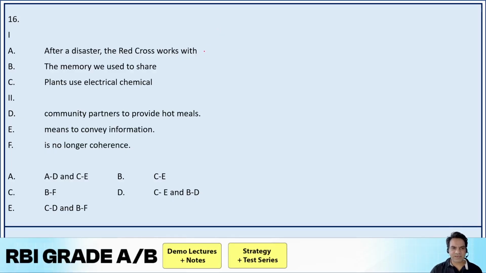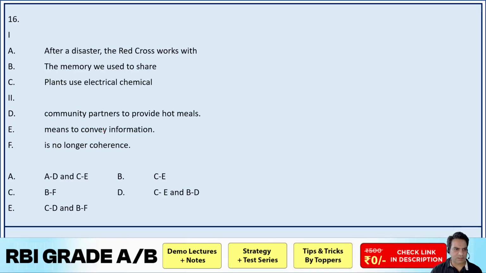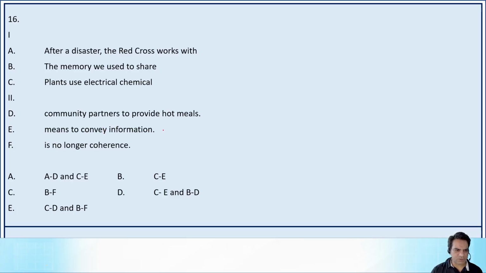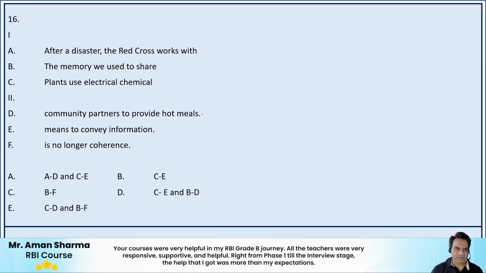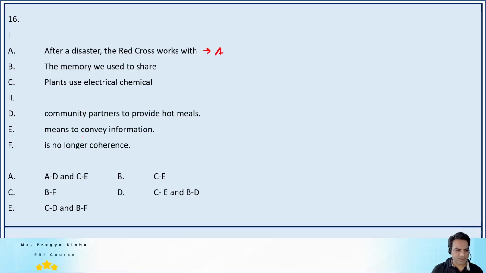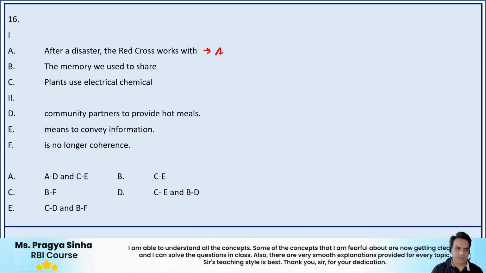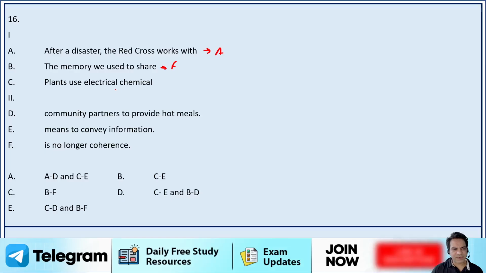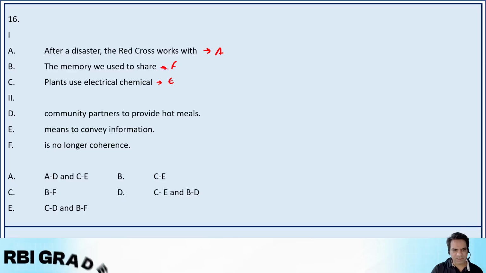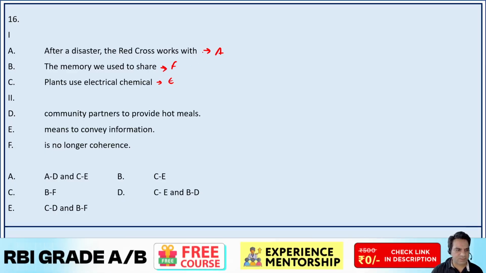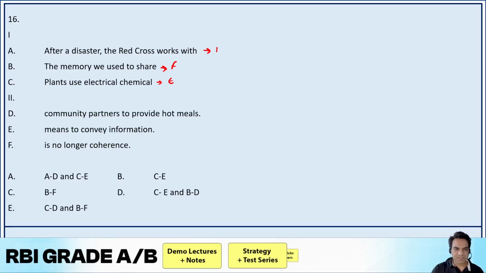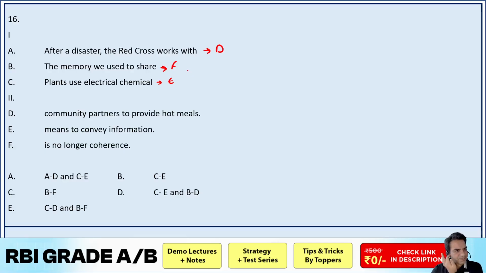After a disaster, the Red Cross works with community partners to provide hot meals, means to convey information is no longer online. So I think D is correct. A with D. The memory we used to share is no longer coherence, and plants use electrical chemical means to convey information. Yes, so C with E. So A with D. Sorry, A with D. B with F and C with E. Now let's look at the grammatical part.